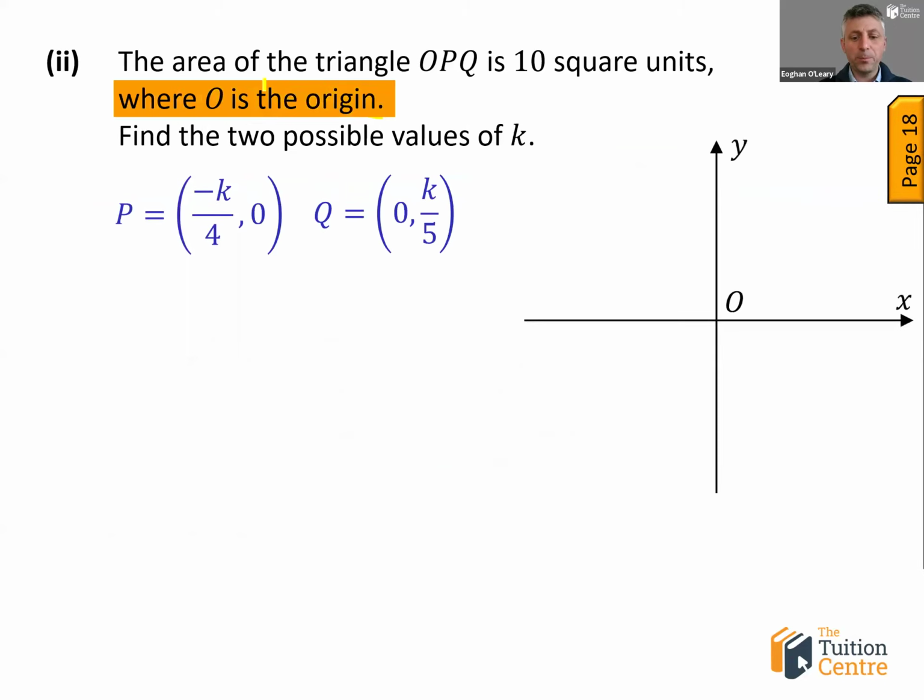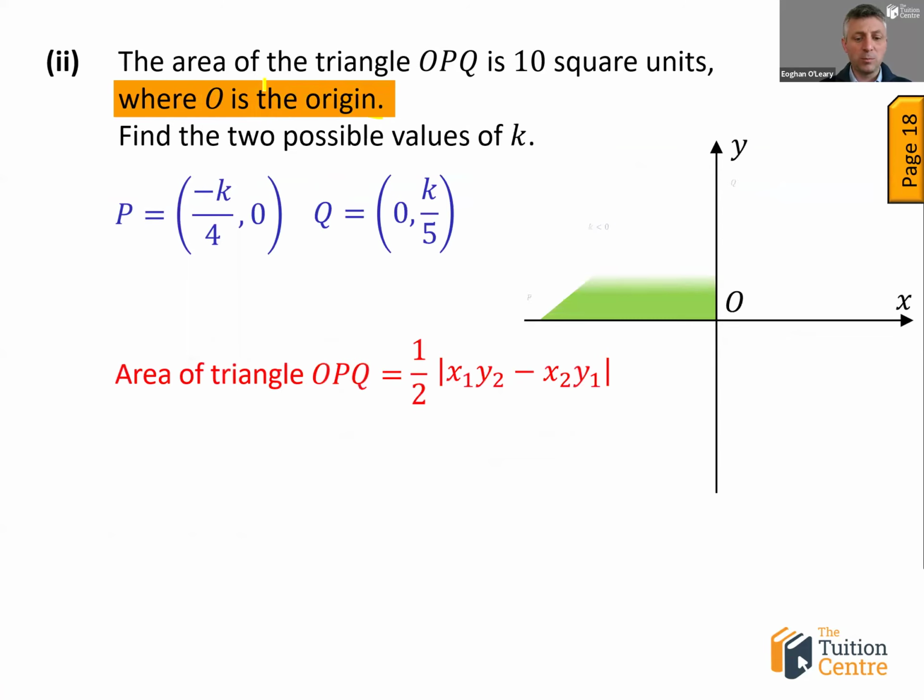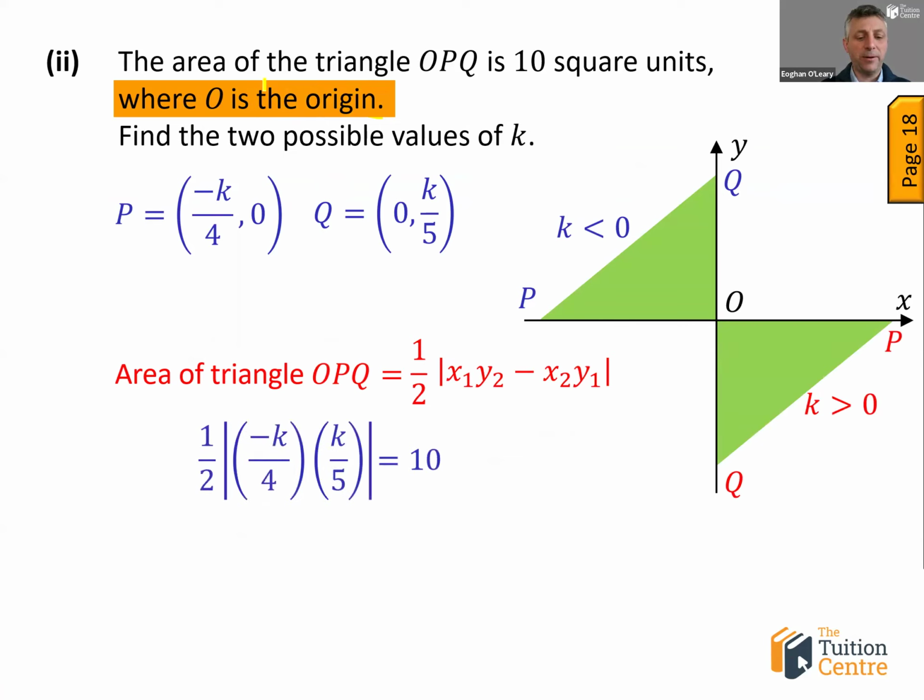So we set it up. We know we're going to use the formula. We're basically going to have a triangle like this if k is less than 0, and a triangle like the one on the right if k is greater than 0. So let's find these points. As I said earlier, if you don't know what to do, do what you know.